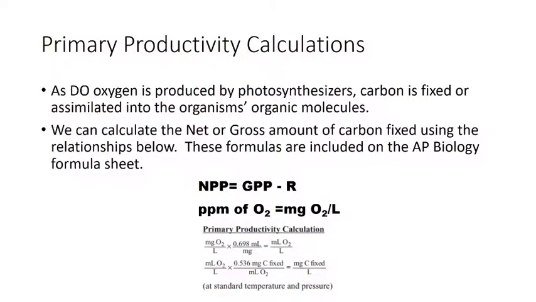Before we get to a problem, let's think about a couple more topics. As dissolved oxygen is produced by photosynthesizers, carbon is fixed or assimilated into the organism's organic molecules. So as plants do photosynthesis, they're releasing oxygen, but they're also using the carbon dioxide that they took in during photosynthesis to make sugars and other organic molecules. We call that assimilation. We might call it the fixing of carbon. We can calculate either the net or the gross amount of carbon fixed using the formulas given to us at the bottom of the screen here.